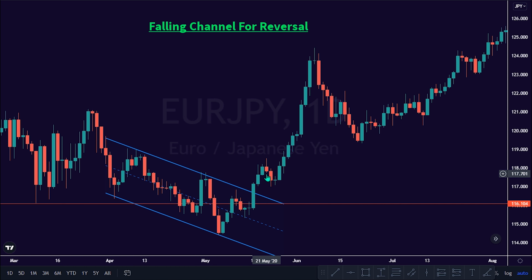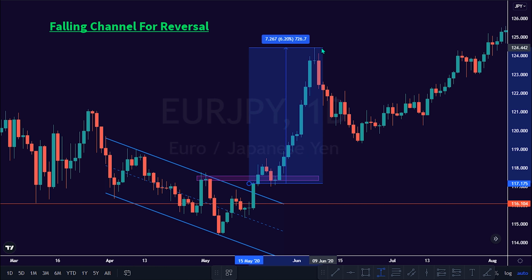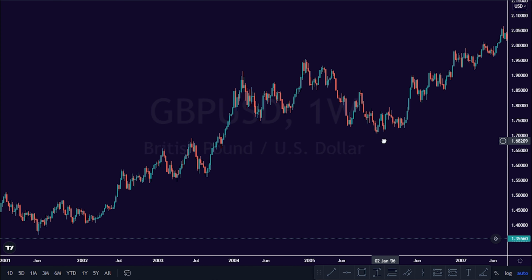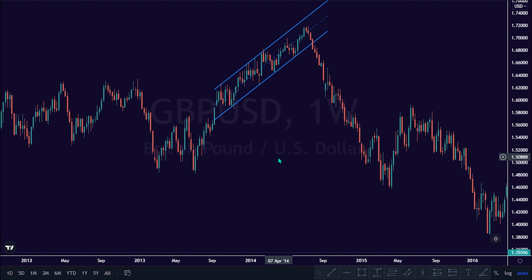Alternatively, conservative traders could have made an entry at the retest of the broken lower high swing here. They could have placed their stop loss at the low of this bullish Marubozu candlestick here. We can see how the bullish breakout of the falling channel resulted in almost a 730 pips bullish move. Let's search for another example of a channel that leads to the reversal of a trend.